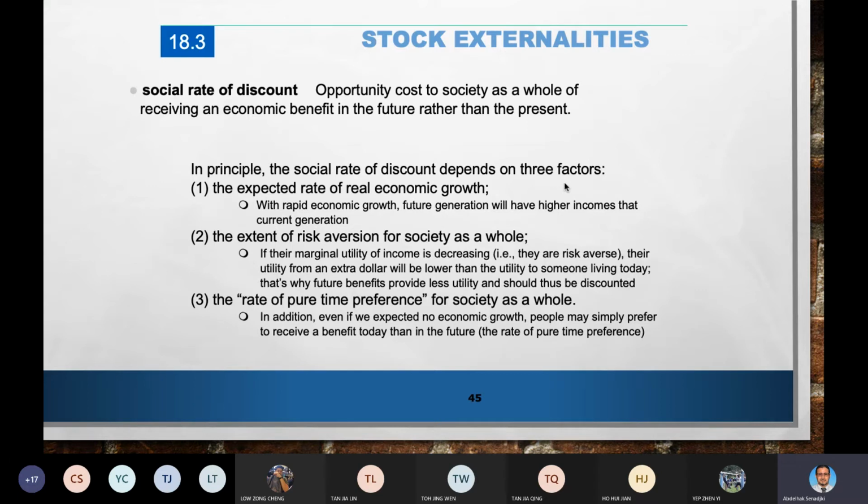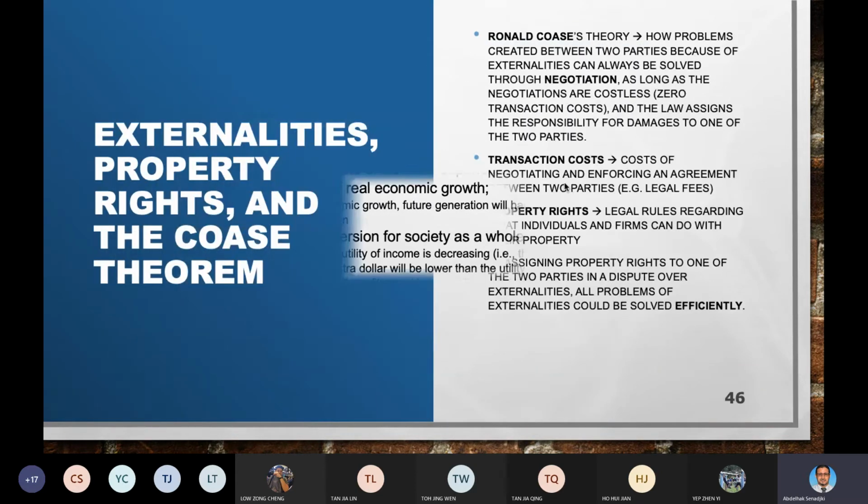And then you have the rate of pure time preference for society as a whole. In addition, even if we expect no economic growth at all, the economy is not growing, people may simply prefer to receive a benefit today than in the future. Therefore, you will consume more today than in the future because of the rate of pure time preference. Usually, people always prefer to maximize utility today rather than in the future. If I ask you, you also do that. So these are the three things that need to be counted in there.